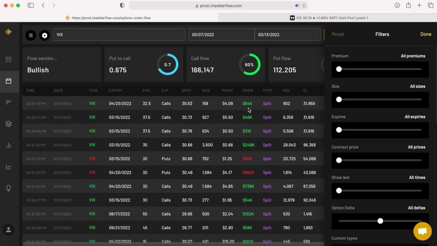Remember, not all of these prints that are coming to the tape are going to be useful. They are unusual because they either have a lot of premium in them, or they have a very far out of the money strike, for example, or it's a close expiration. However, a lot of these aren't as relevant.